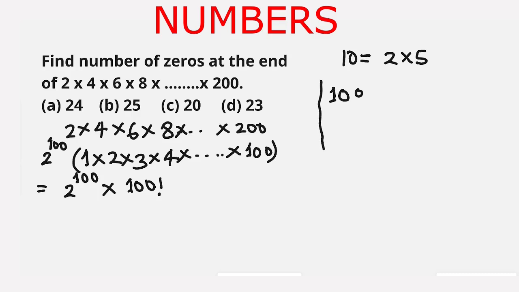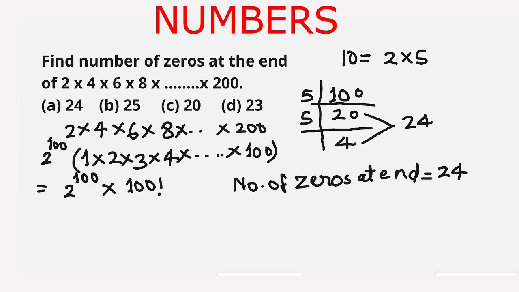So we successively divide 100 by 5, and 5 divides 100 for 20 times, and 5 again divides 20 for 4 times. So 20 plus 4, which is 24, is the maximum power of 5 in 100 factorial, and that will be the power of 10 in the given number, 2 multiplied by 4 multiplied by 6 up to 200, or 2 to the power 100 multiplied by 100 factorial. So the number of zeros at the end of the given number is equal to 24. And from the given options, our answer is option A, 24. We go to the next question.